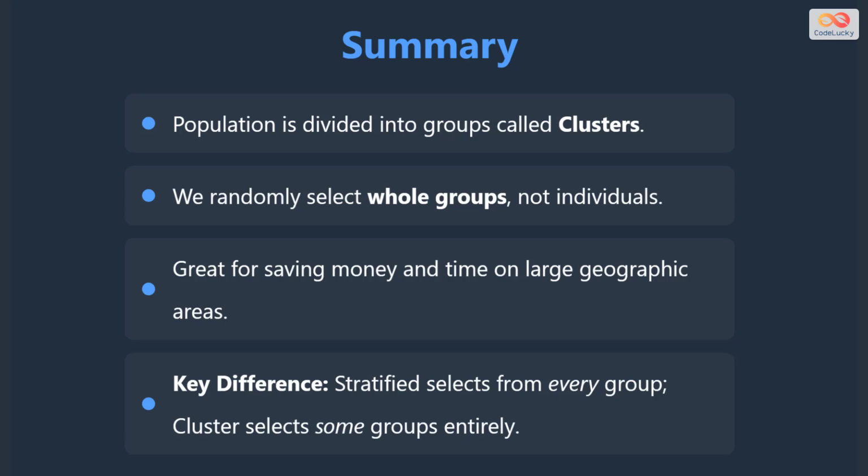To wrap up, remember these key points. Cluster sampling involves dividing a population into groups. We randomly select whole groups to study. It is a fantastic tool for saving time and money on large surveys, but we must be careful about the potential for less precision compared to other methods.